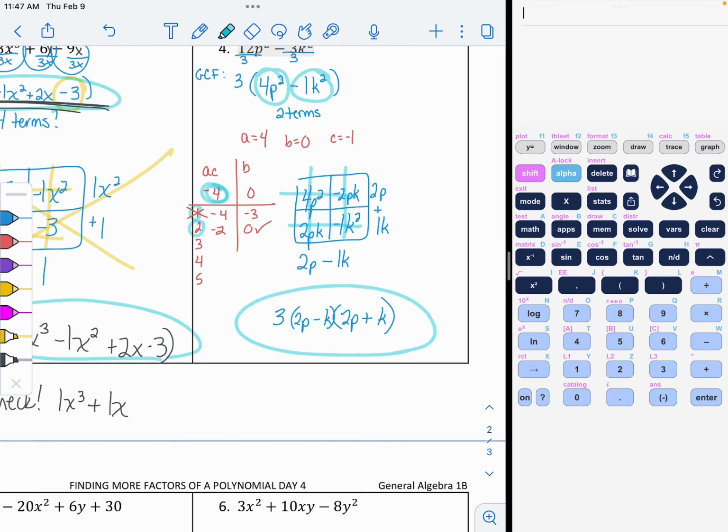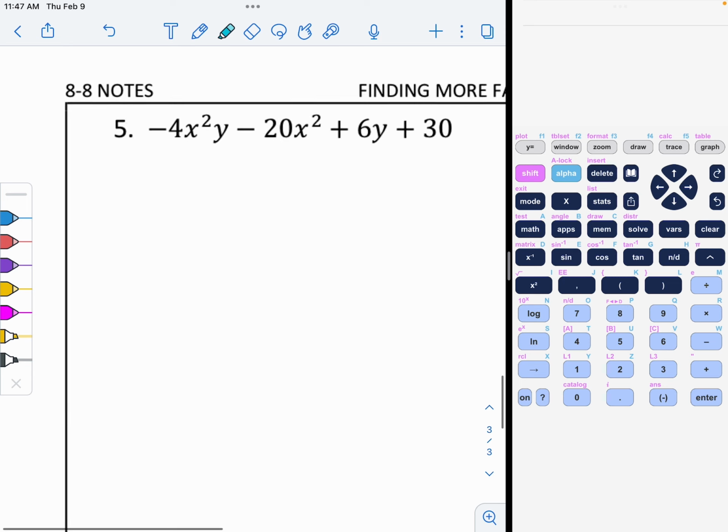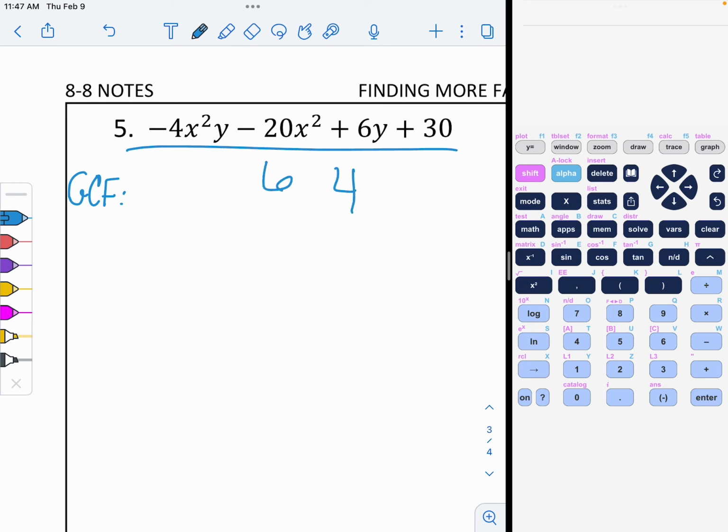Let's take a look at number 5. So we have a 4 term here happening on number 5. We're going to always look for our GCF first. It might be tempting to divide by 6 or by 4 or by 3 or by 2 or by 1. One of those is definitely it. So just check. Does 4 divide by 6? Nope. Does 4 divide by 4, 20 divide by 4, 6 divide by 4? Nope.